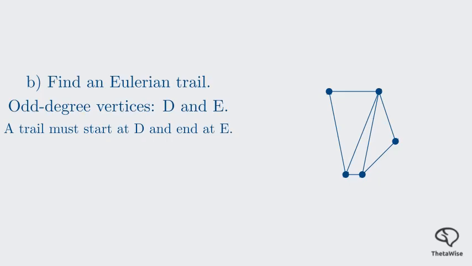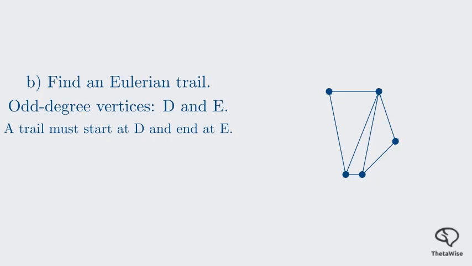Let's check the degrees again. This is getting confusing. The edges are AB, AE, BC, BD, BE, CD, and DE. Checking each vertex: A has degree 2, B has degree 4, C has degree 2, D has degree 3, E has degree 3. Yes, D and E are the odd ones.